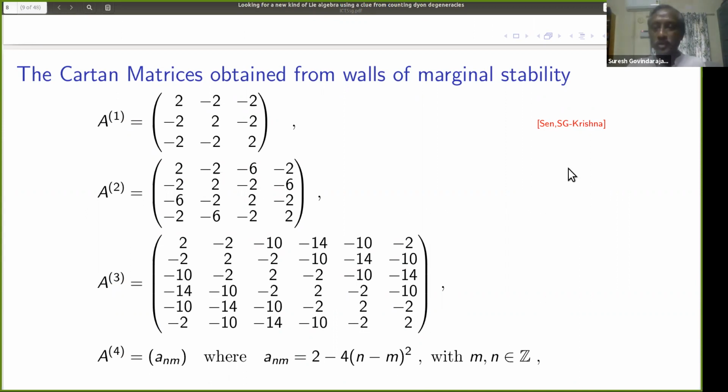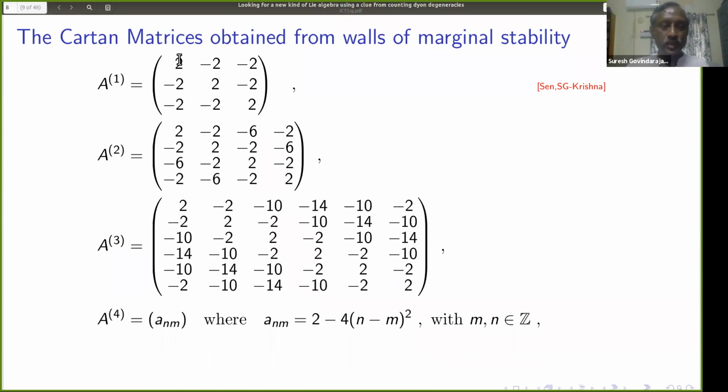But of course, the actual computations, maybe we'll do later. But so for A1, it's a rank 3. It's a 3 by 3 matrix. There are 3 roots, and that's it.